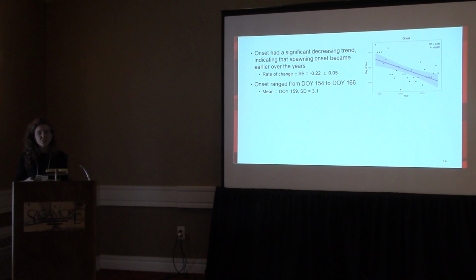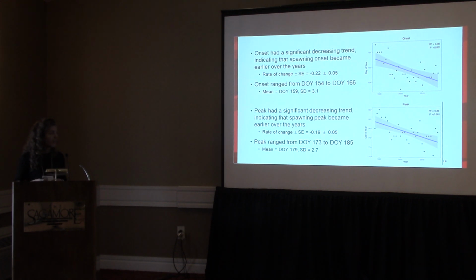Onset had a significant decreasing trend, suggesting that spawning onset became earlier over the years. So the top plot is year on the x-axis and day of year of spawning. Onset ranged from day of year 154 to day of year 166. So spawning shifted from early June to mid-June. Peak had a significant decreasing trend, indicating that peak spawning became earlier over the years, and it ranged from day of year 173 to day of year 185.